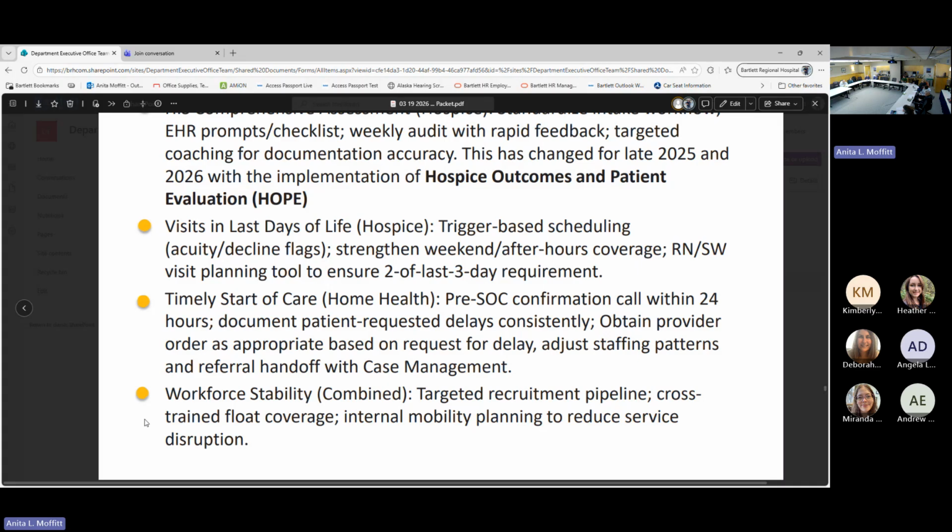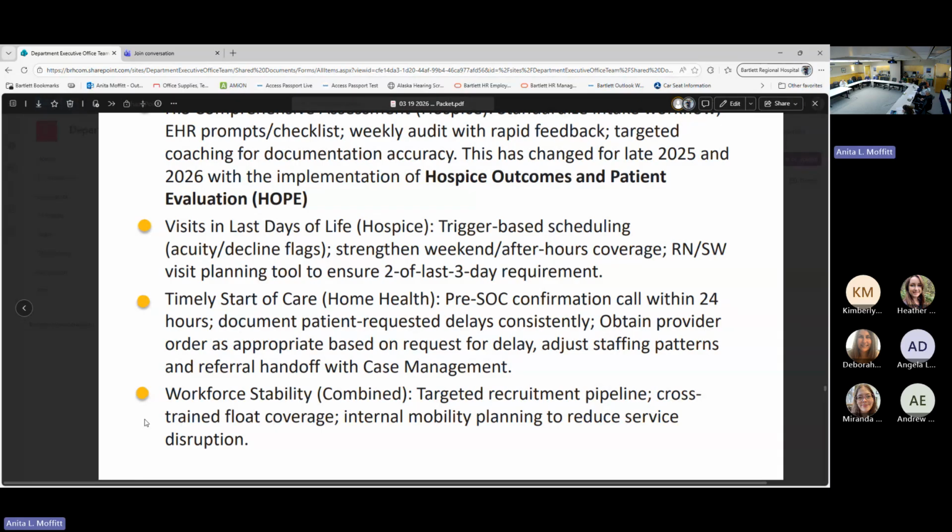And that's what I found, just like the timely start of care, it was updating the time point. It was really that patients requested a delay. It wasn't that we were delaying them, but you have to update it in the system and get that physician order to inform them.